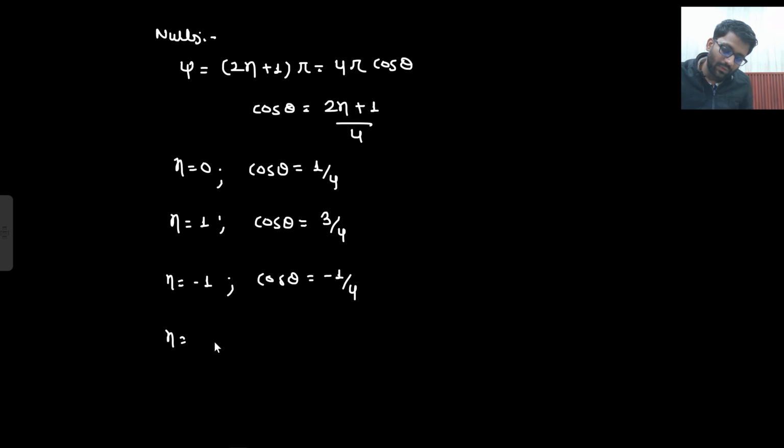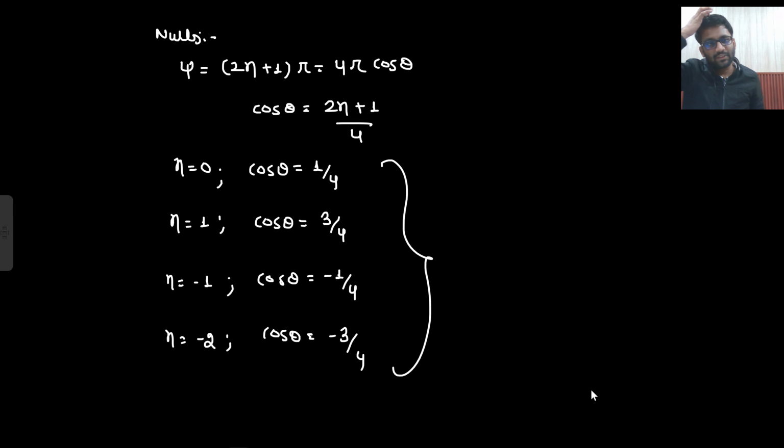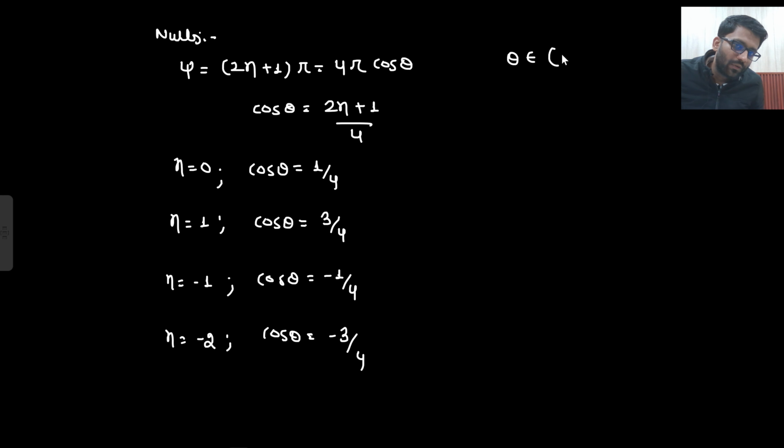If I put n equals 2, 4 plus 1, 5 by 4, not acceptable. But if I put n equals minus 2, minus 4 plus 1, minus 3 by 4. So cos theta is minus 3 by 4. And all these values will be acceptable, because what is the range of theta? The range of theta is from 0 degree to 180 degree.